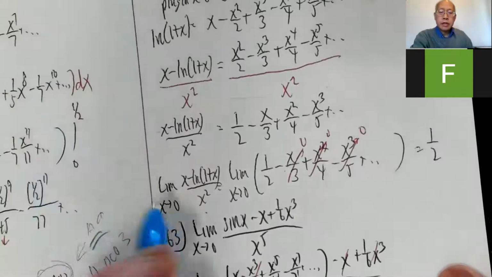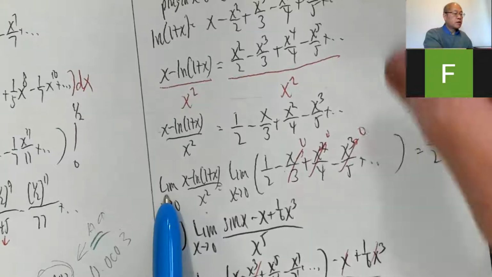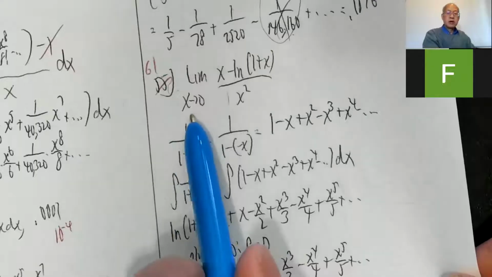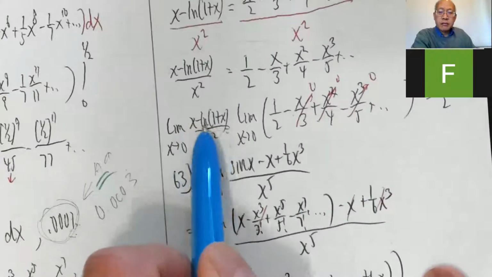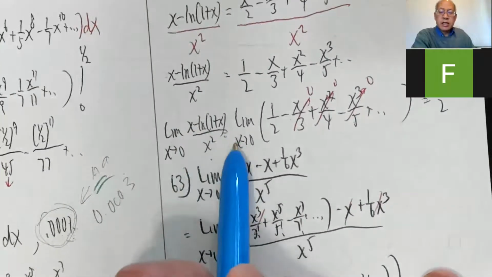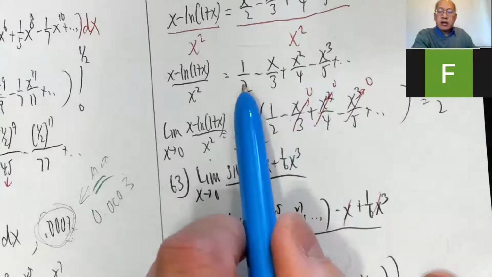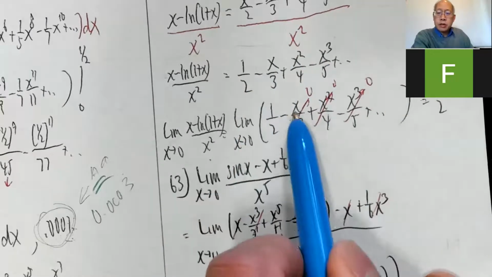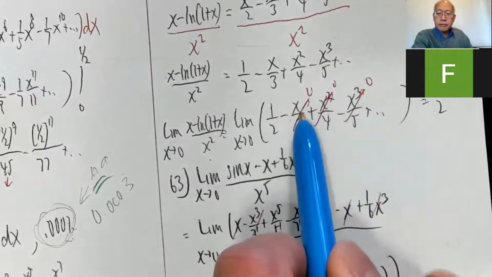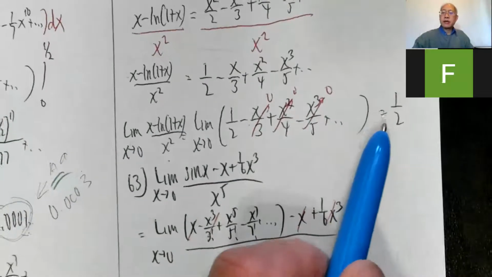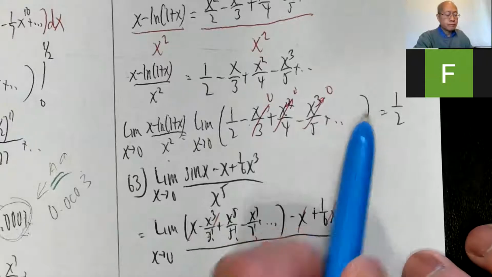Now the limit as x approaches 0, which was what the original question was about. The limit as x approaches 0 of x minus ln(1 plus x) over x squared is the limit as x approaches 0 of this stuff. Even though there's infinitely many terms, all of these are 0, right? 0, 0, 0. They all drop out. So the final answer is just going to be 1/2. So there we go.